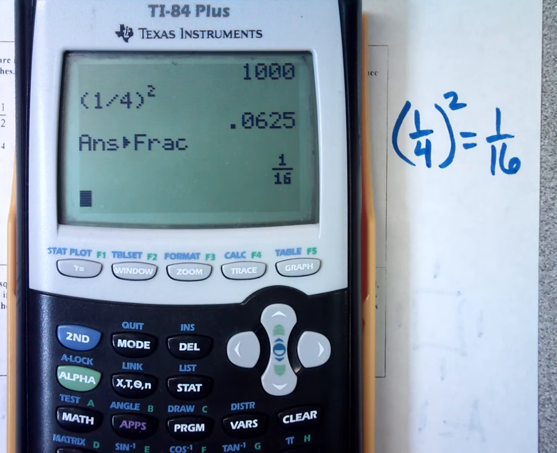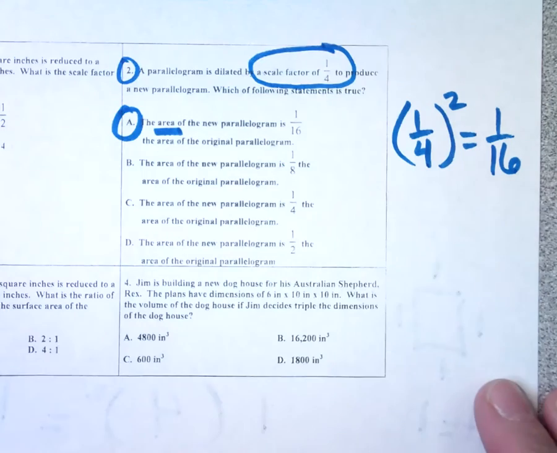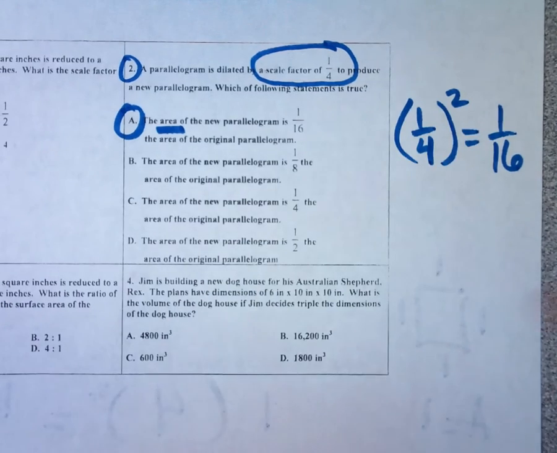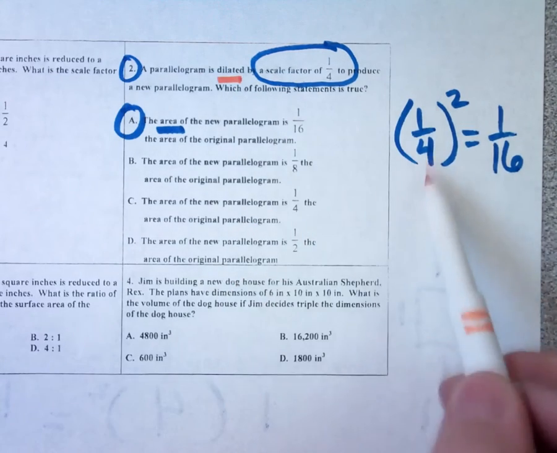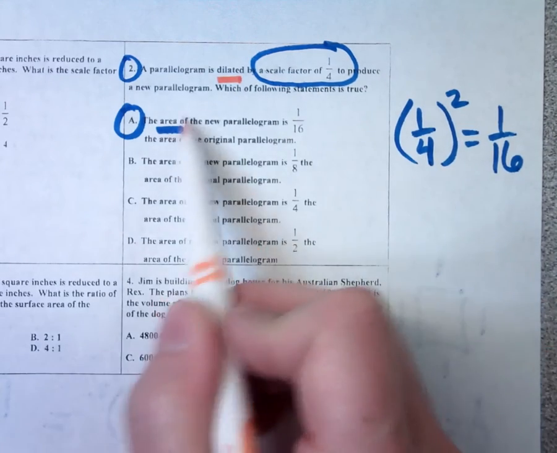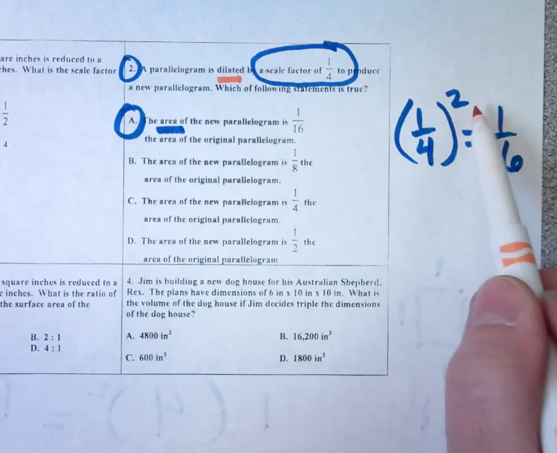So if you ever get a decimal and you want to know what the fraction is, math, enter, enter. And that'll give you your fraction. So the 1/4 was the change, because I wanted to dilate it by a scale factor of 1/4. So that's the change. And then A is talking about area, so that's why my exponent was a 2.